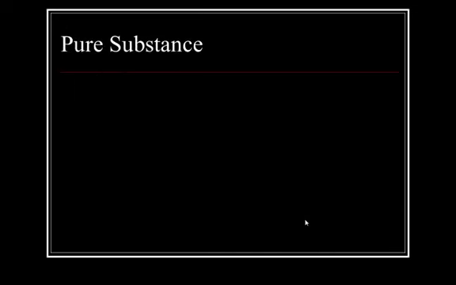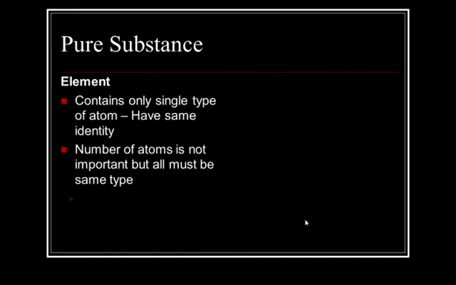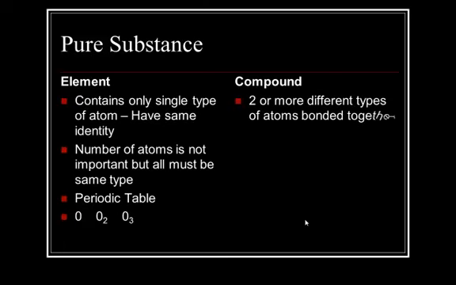Okay, let's look further at pure substances. Pure substances can be divided into elements and compounds, and we're going to look at elements first. An element contains only a single type of an atom. They all have the same identity. The number of atoms that is there is not important, but they all have to be the same. And we're going to find elements on the periodic table, which is what we're going to talk about next. So for example, we can have oxygen. We can have 2 atoms stuck together as O2, or we can even have 3 atoms stuck together as O3.